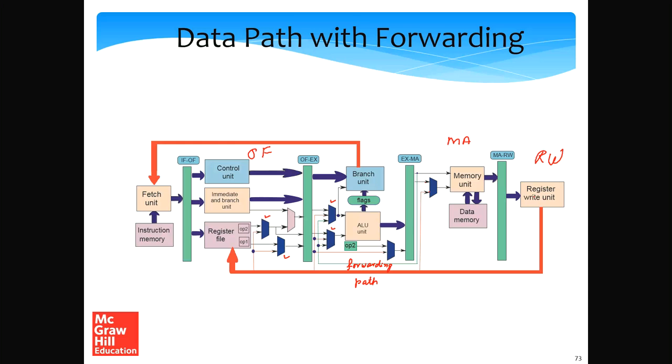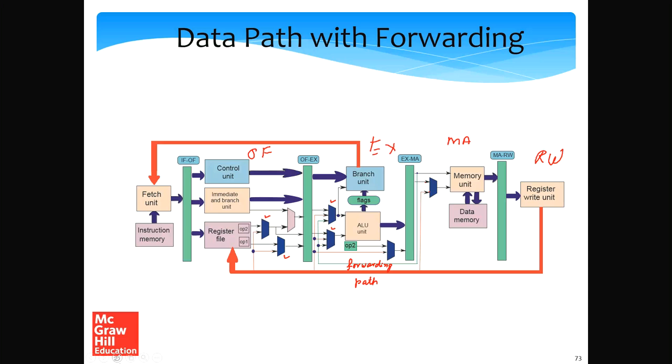Finally, we have a register write unit, which does the work of the RW stage. We also send the value that we get from the previous stages, right? So we shall either get a value from the EX stage or a value from the memory unit in the case of a load. Whatever the value is, we send it to the rest of the 3 stages, OF, EX and MA, via the red forwarding path.